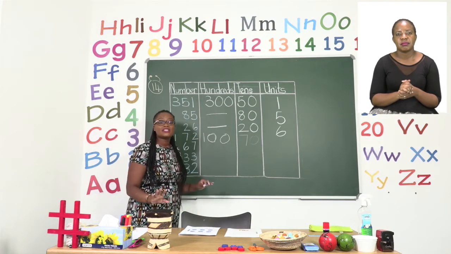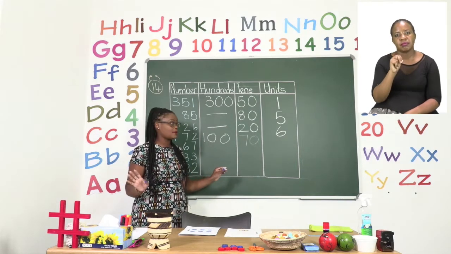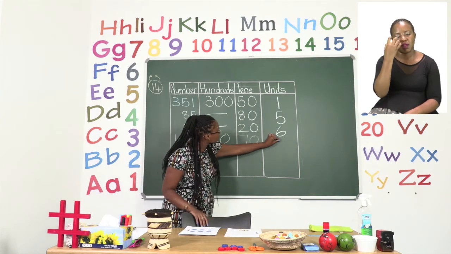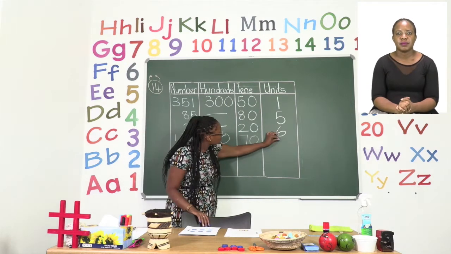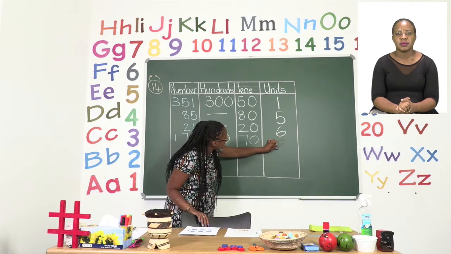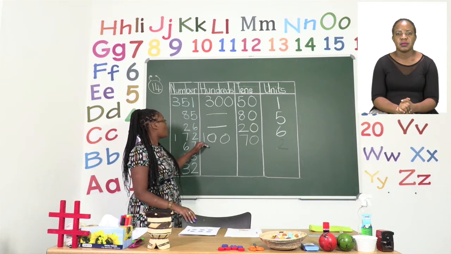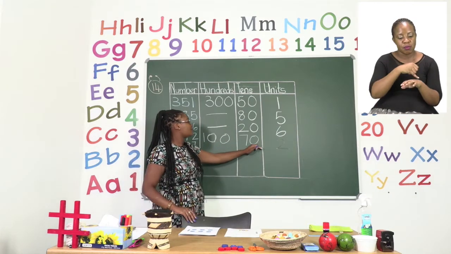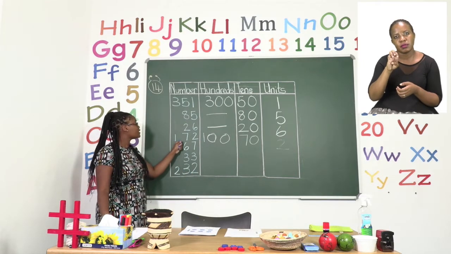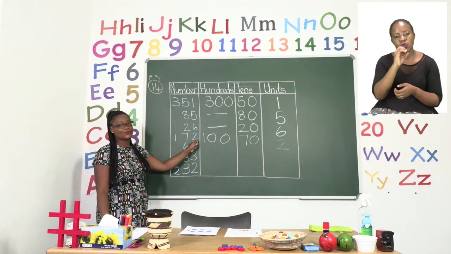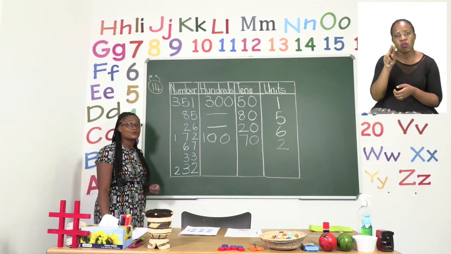Remember, units only have one number and there are no zeros. So we are going to put our 2. Take it and put it here under units. So the place value now reads 172. The same as saying 172.